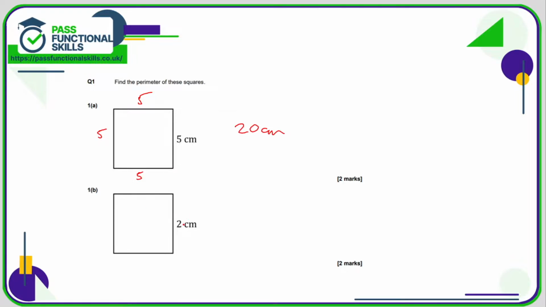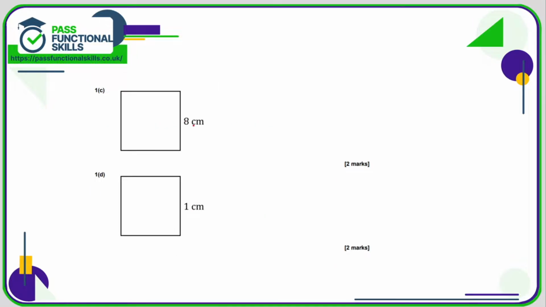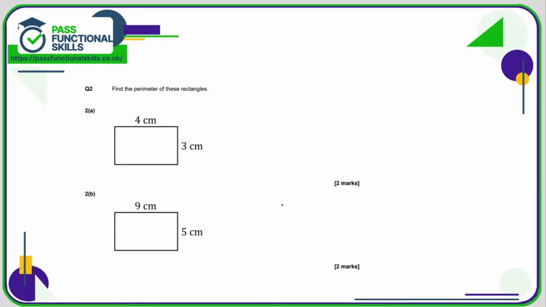1b, if the side length is 2, then the perimeter is 4 lots of 2, which is 8 centimetres. For 1c, if the side is 8, then the perimeter is 4 times 8, and 4 eights are 32 centimetres. If the side length is 1, then the perimeter is 4 times 1, which is 4 centimetres.